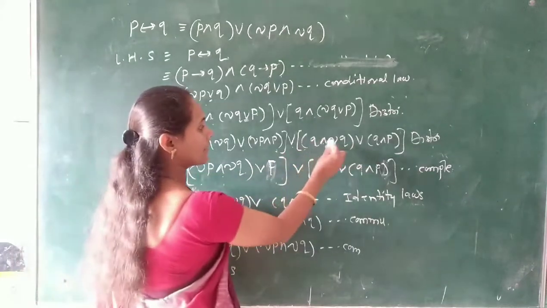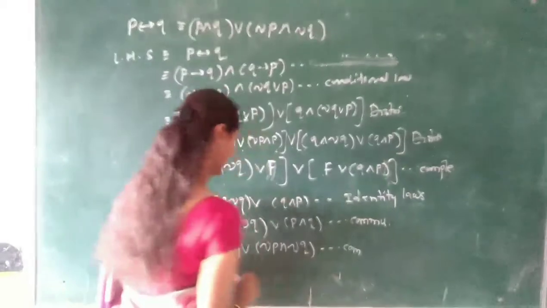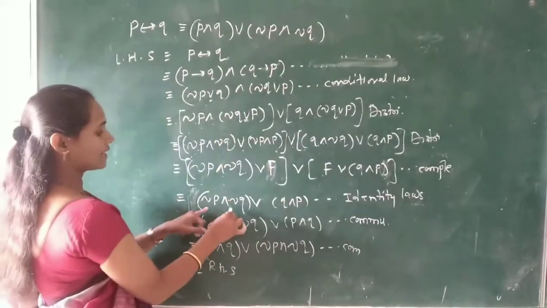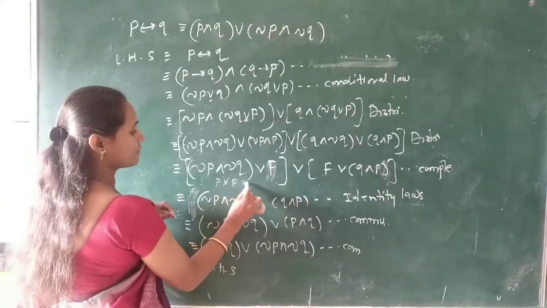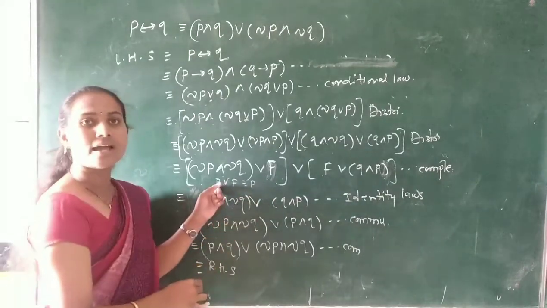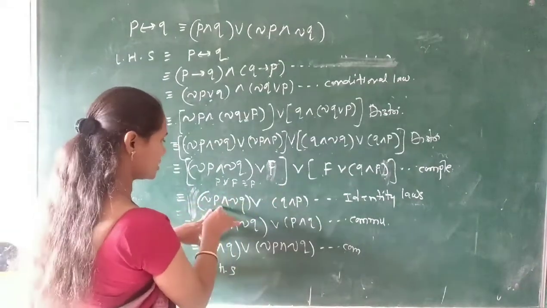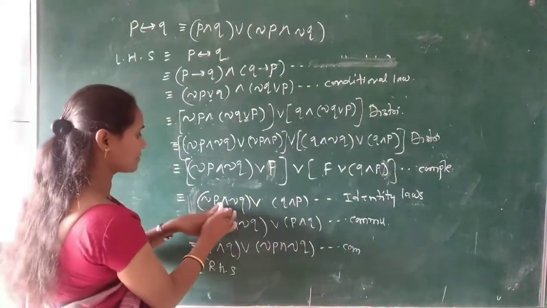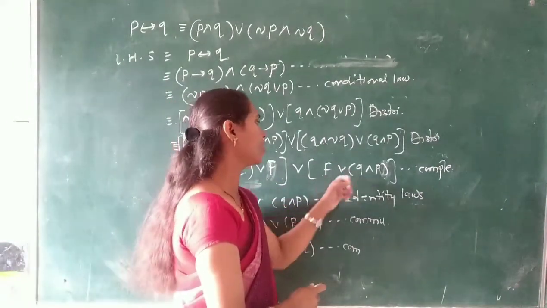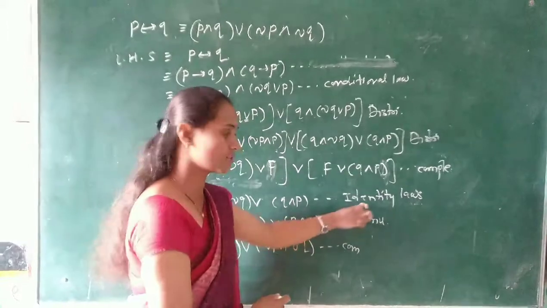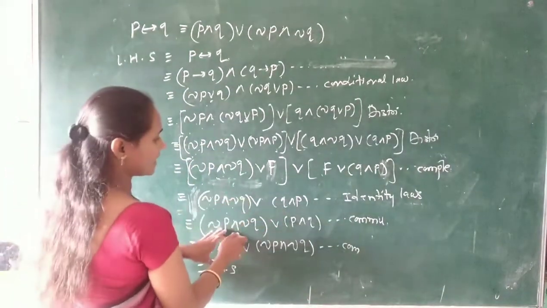Now again here Q and ¬Q which is again F, and or Q and ¬P as it is. Now this ¬P and ¬Q again as it is. Now we know that P or F is equivalent to P, which is called the identity law. So P or F is P, that means here ¬P and ¬Q. Next again the same term here, F or P is equal to P by using identity law. Next this term again keep as it is.